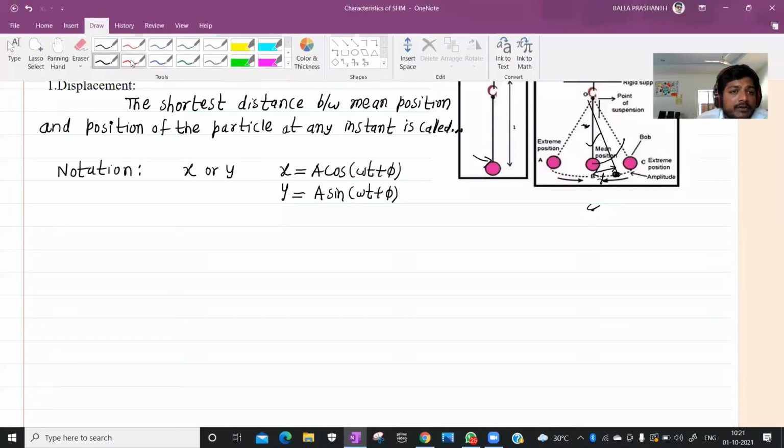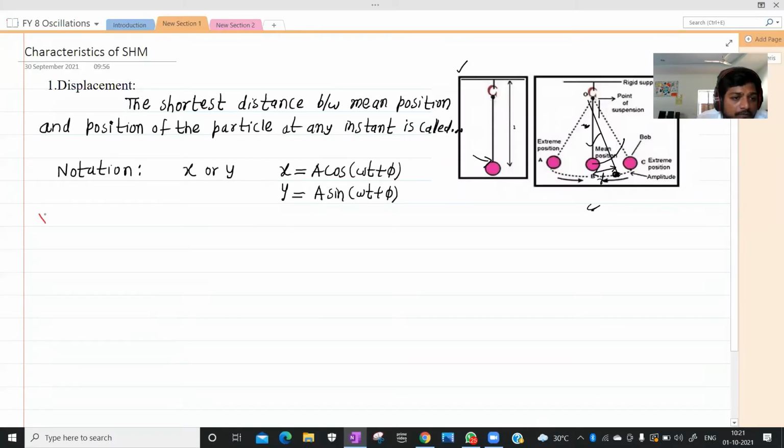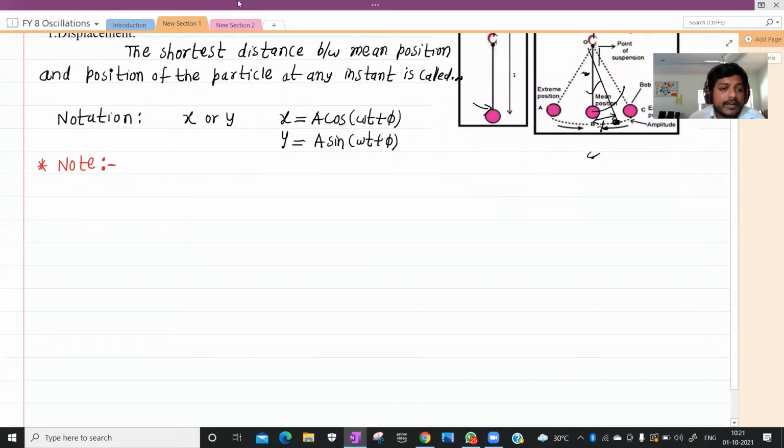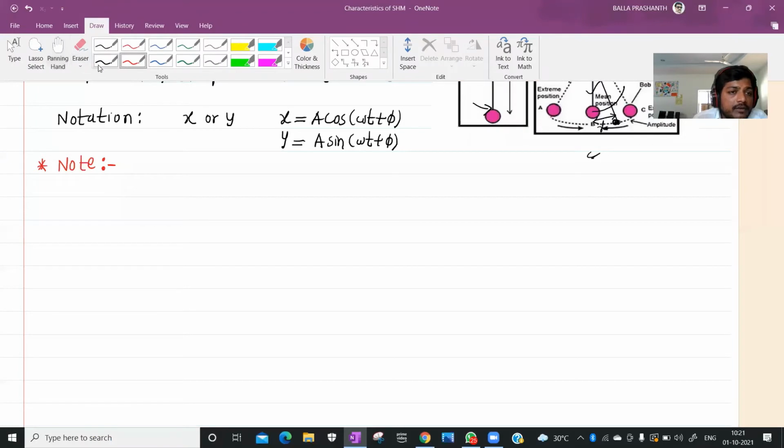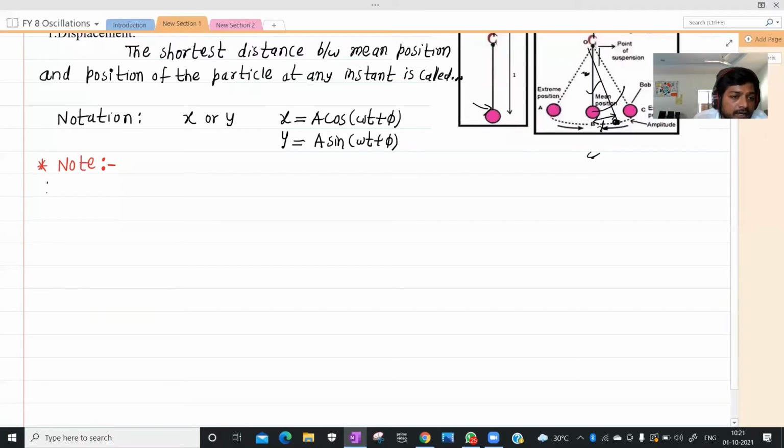Here I will give you a small note. Whatever notes I'm giving, these are very, very important. Actually, these are the applications of whatever we discussed. So please focus on these notes, whatever I'm giving, and these notes are very, very important.